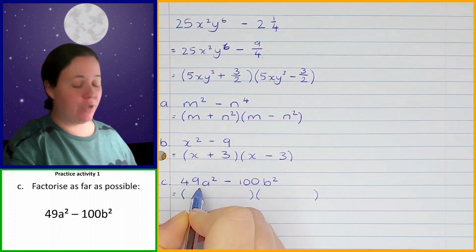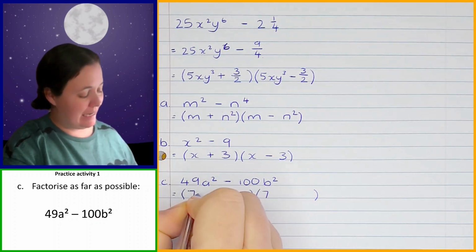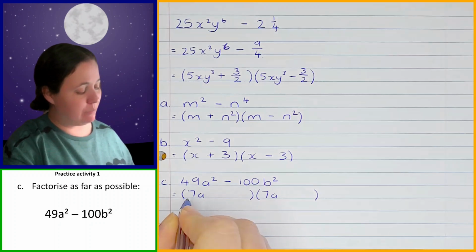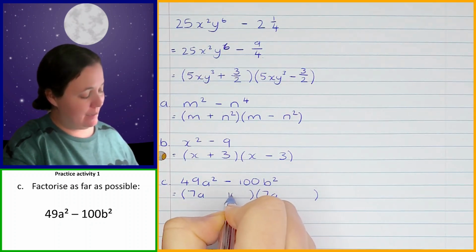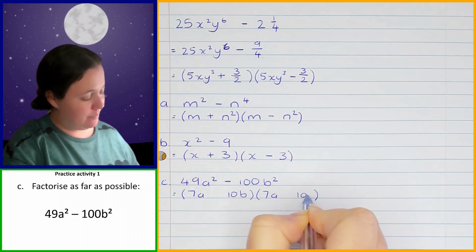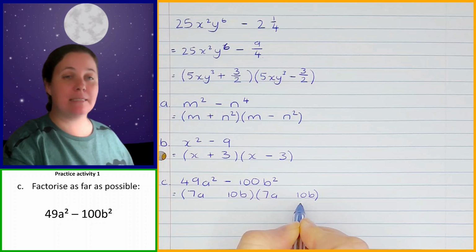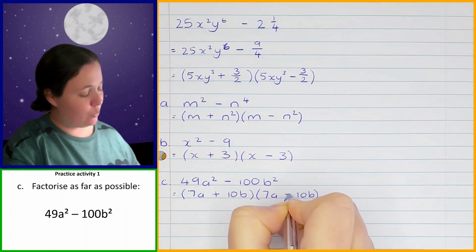The square root of 49 is 7, and the square root of a squared is a. So I have 7a as my first term in each of the brackets. And then the square root of 100 is 10, and the square root of b squared is b. So I have 10b as the second term in each of the brackets. And then one bracket gets a plus and the other one gets a minus.